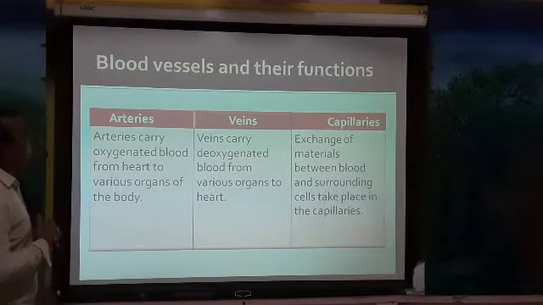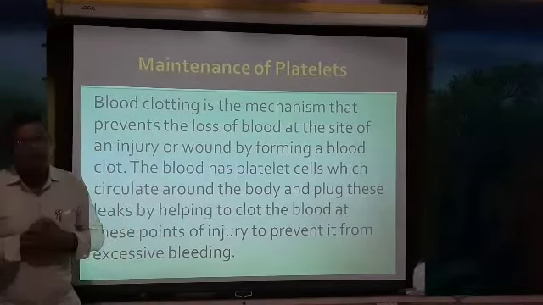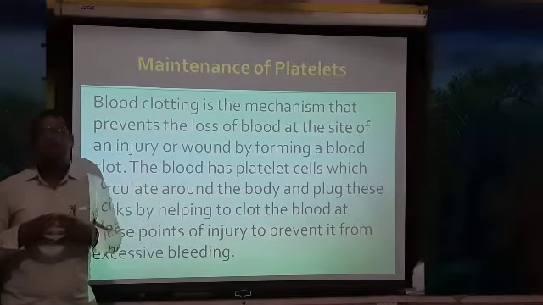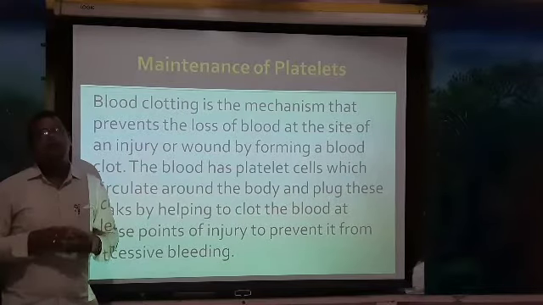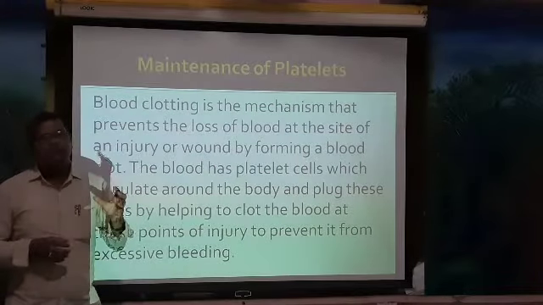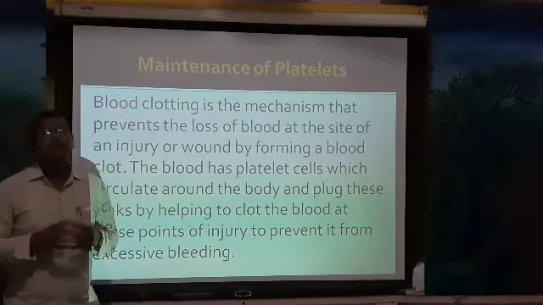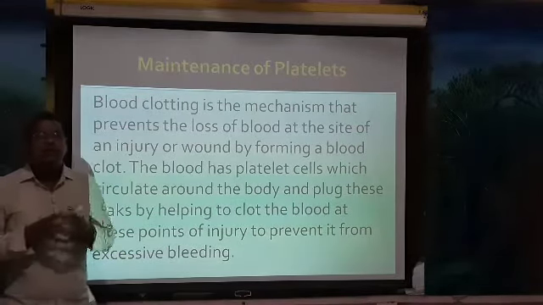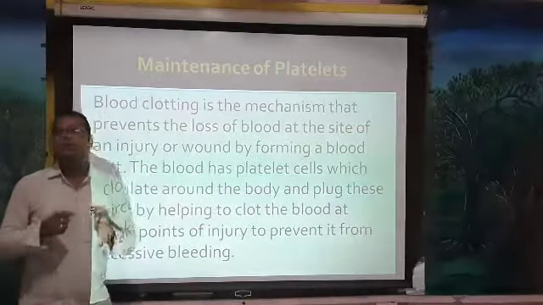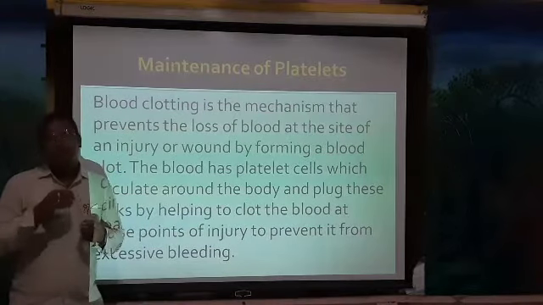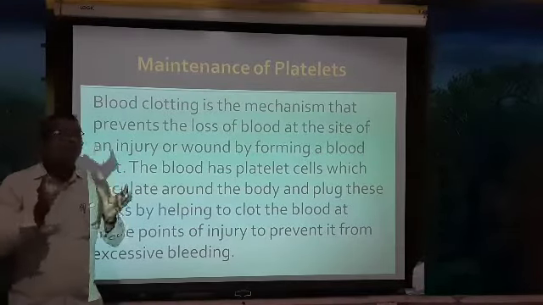The next is about the maintenance of platelets. As you know, the blood contains different cells: RBC cells, WBC cells, and one more, platelets. Platelets play a very important role in the clotting of blood. Whenever you fall down or get a wound, the blood bleeds. During this time the platelets clot the blood.